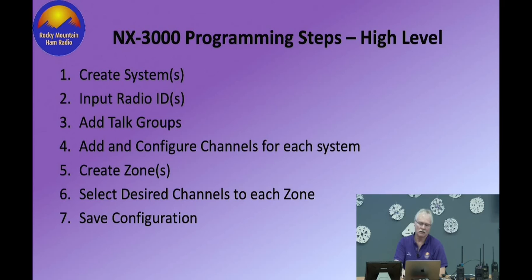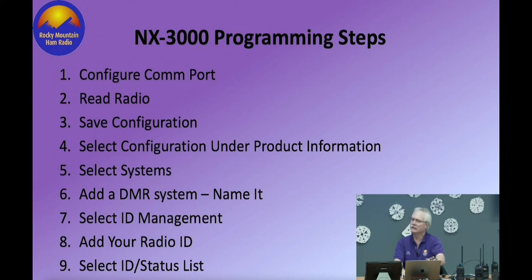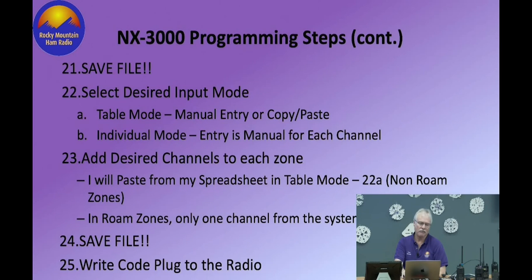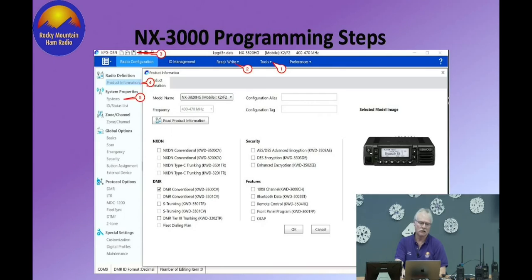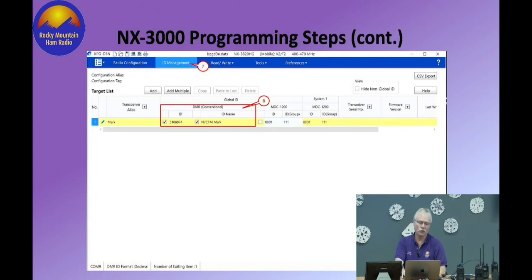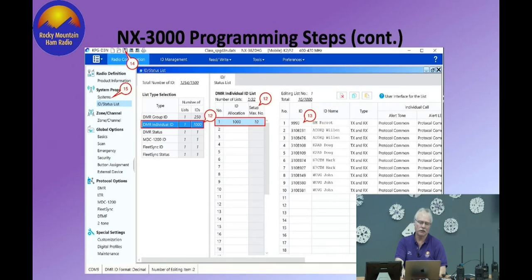So the programming steps are just listed in the presentation. You create the systems, and you go through this list of steps. I've detailed the programming steps, 1 through 25, on the NX3000. I'm not going to discuss each of these slides. I was attempting to do this real time, but these steps match the numbers that I have previously, and walk through what you need for programming the 3000.